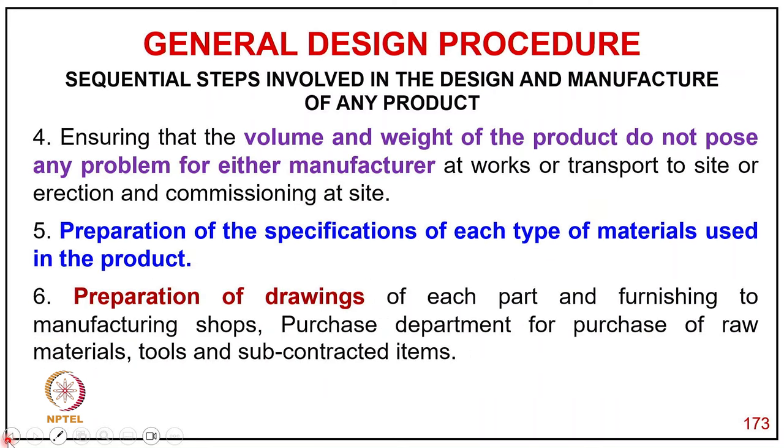Coming to the fourth step, ensure the volume and weight of the product do not pose any problems for either the manufacturer at works or transport to site for erection or commissioning. The fifth step is preparation of the specification of each type of material used in the product. As a sixth step, preparation of drawings of each part and furnishing them to the manufacturing shop, and to the department of purchase of raw material, rules and subcontracted items.